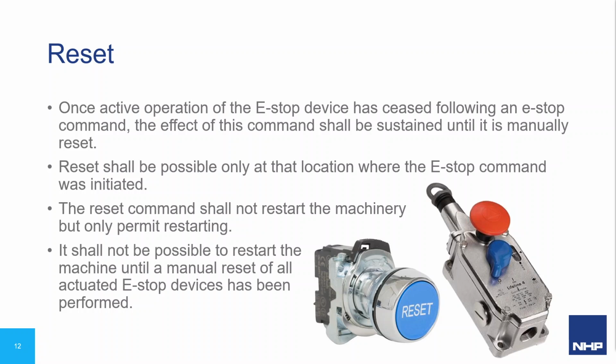And lastly, it shall not be possible to restart the machine until a manual reset of all actuated e-stop devices has been performed. This means that if there are multiple e-stop devices around the machine, it's possible that more than one e-stop device was actuated. Your reset of the e-stop needs to occur locally at each of the e-stops which have been actuated. This ensures, again, that the dangerous conditions are likely to have been checked and cleared at the locations where the e-stops are located, and that they are available for the next possible demand.